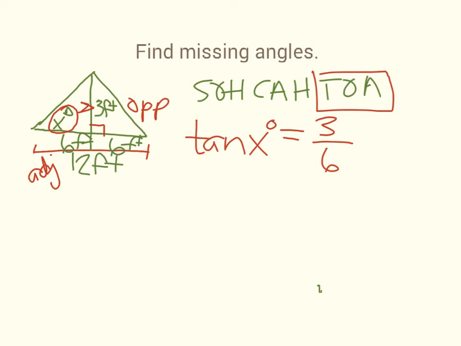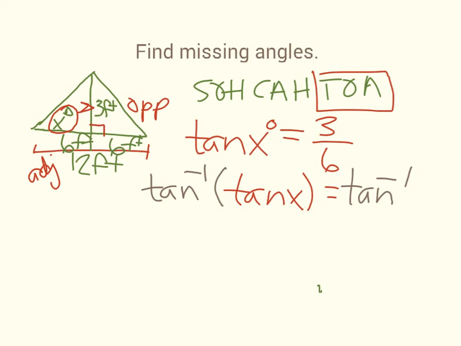Now, I have to do the opposite of the tangent function, and each trig function has an opposite function. And this one's going to be the inverse tangent. Okay, it's got a little -1 there. And I'm going to take the inverse tangent of tangent x, and whatever I do on one side, I have to do on the other. I'm going to take the inverse tangent of 3 over 6. Okay, that allows me to cancel out the tangents and give me x, which is my degree measure.